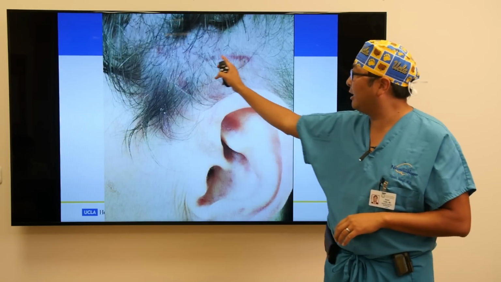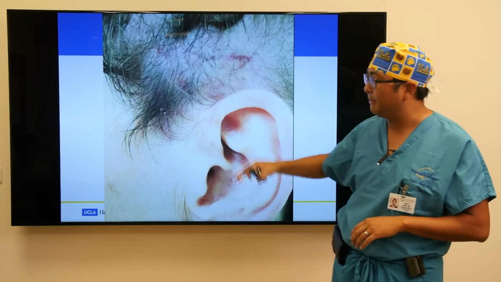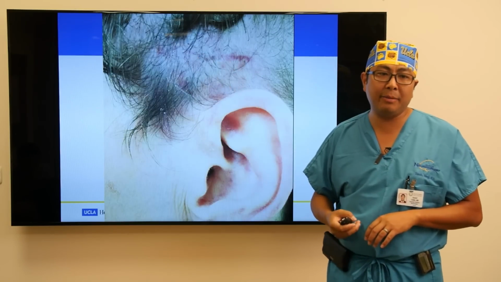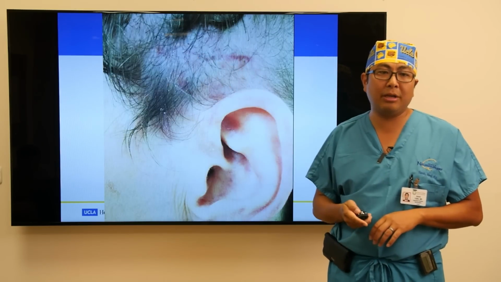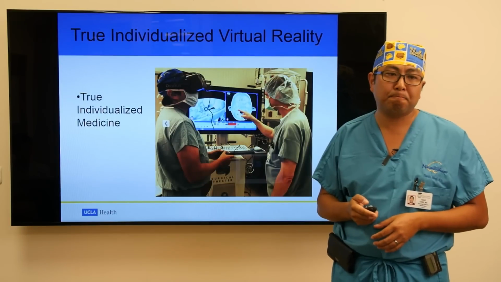You can see here, you can still barely see the scar here. You have to pull a lot of the hair out to see it. This is in one of our female patients. The scar is pretty hard to see because the incision is so small.